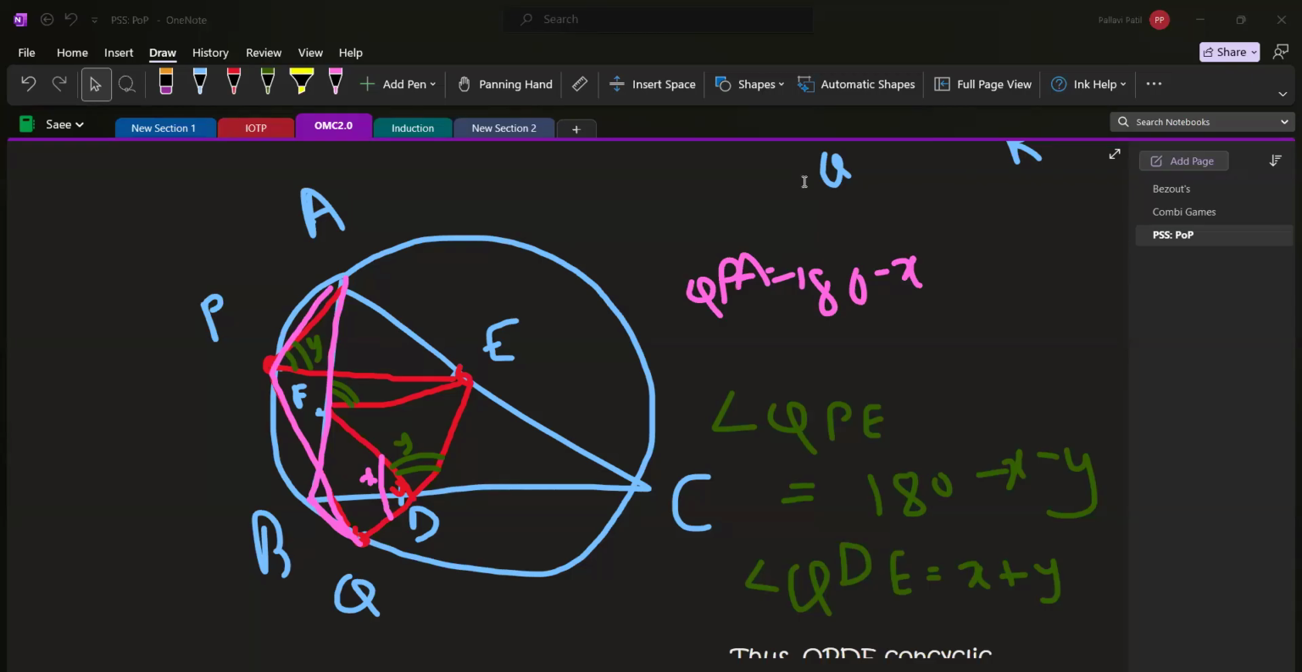Minus x, minus y? Got it. Okay. This big angle is 180 minus x, the small angle is y, so this angle is 180 minus x minus y. And we know this is x plus y, so we are done.